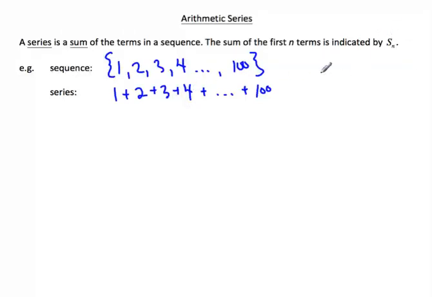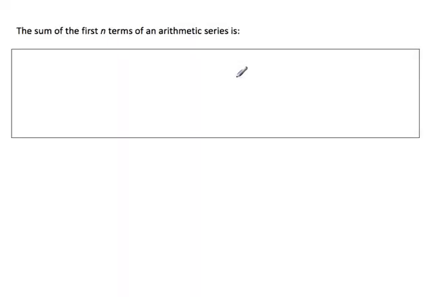And a little bit more notation, the sum of the first n terms is indicated by capital S sub n. So for example, capital S sub 100 means the sum of the first 100 terms. So a series, again, is simply the sum of the terms in a sequence. In this video, we're going to look at arithmetic series.